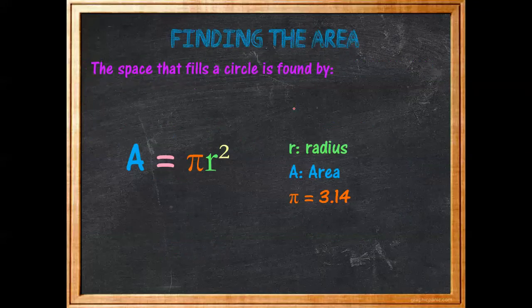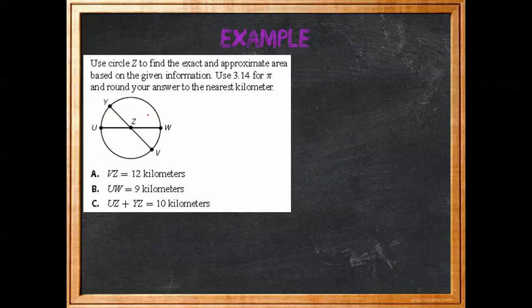The area is the space that fills up the circle, and you find it by taking pi r squared. So pi times r squared. And remember, when you have exponents, they have to come first. So you have to multiply the radius times itself and then multiply times pi.